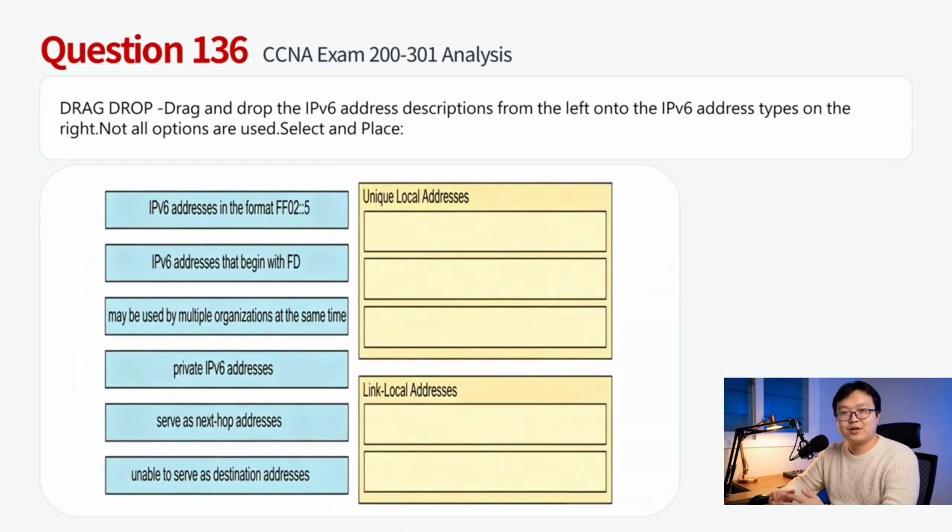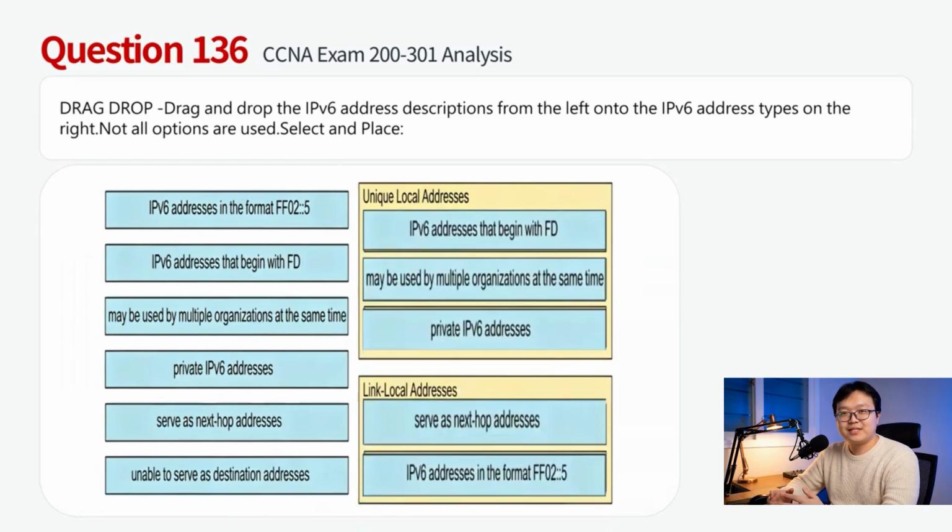Unique local addresses are private IPv6 addresses defined in the FC00::/7 range, commonly starting with FD. They are non-routable on the internet and can be reused by different organizations. Link local addresses, which start with FE80::/10, are only valid on a single link and are often used as next hop addresses in routing. Therefore, the answer to this question is shown in the figure above.